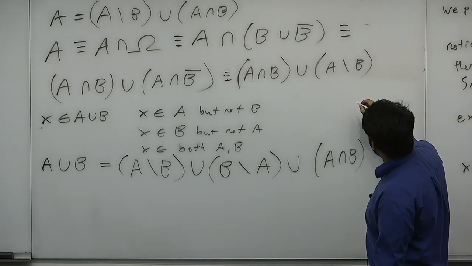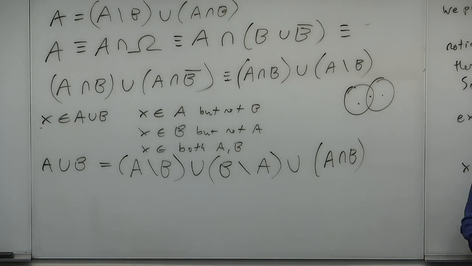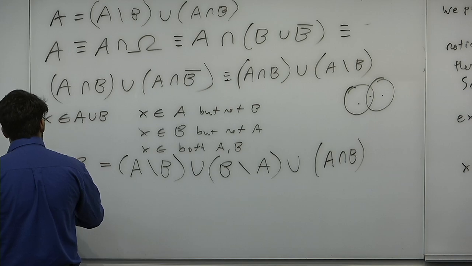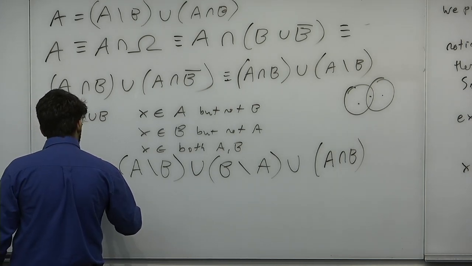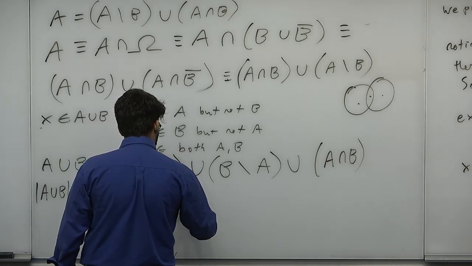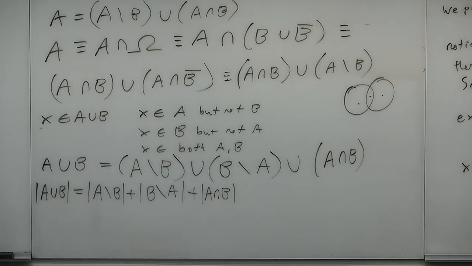In some sense, what's going on here is we're saying X is here, here, or here. So those are the only three options. But notice that these three sets are disjoint, so they form a partition of A union B. Because they form a partition, we may write the size of A union B is equal to the size of A minus B plus the size of B minus A plus the size of A intersect B. Do we agree? Only because they're a partition.